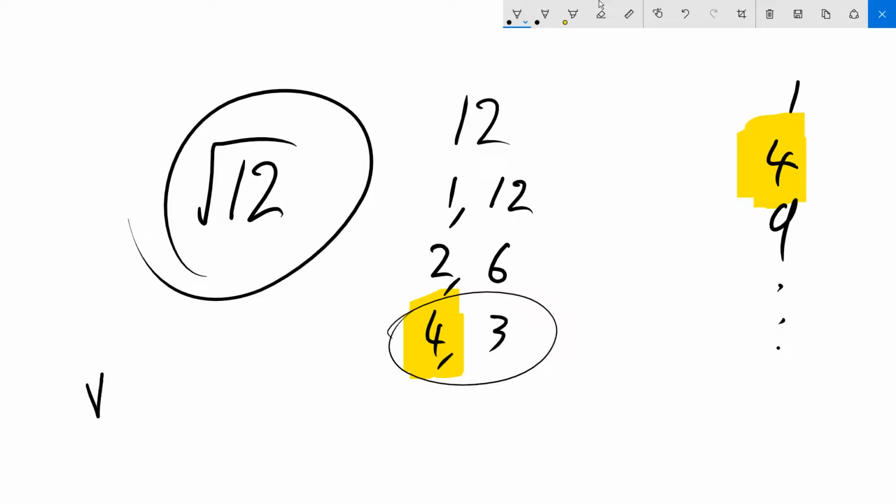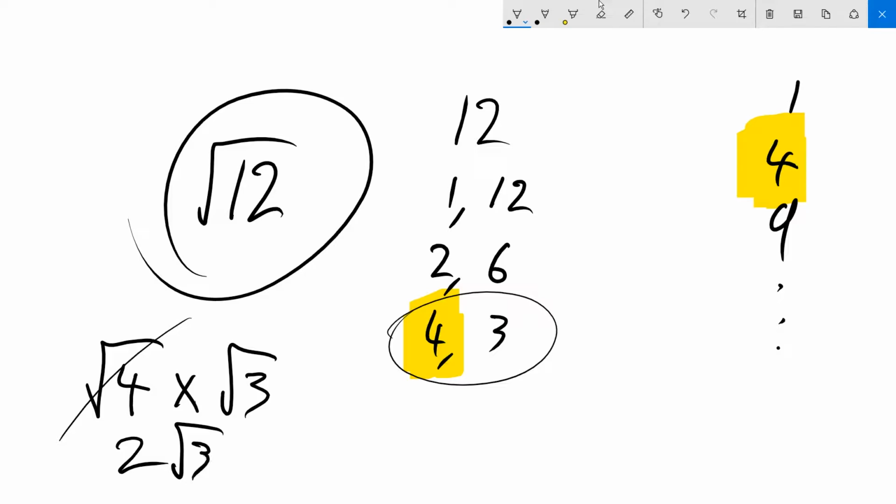Okay, so we say root 4 times root 3. The reason why we do that is because we know what root 4 is. It's a perfect square, and we can just simplify that down to 2. And we like doing this because we now know that it's 2 root 3. And that is the same as root 12. Write that 2 a little bit better. There we go.